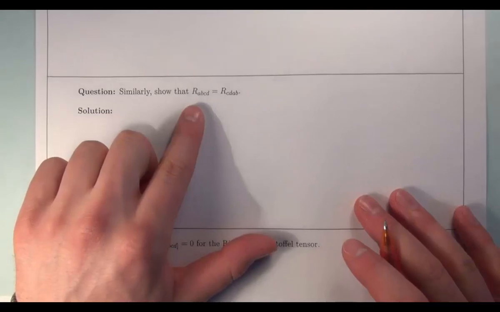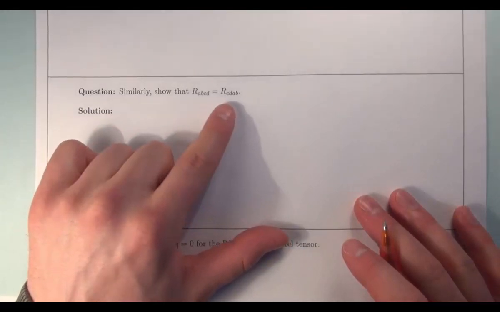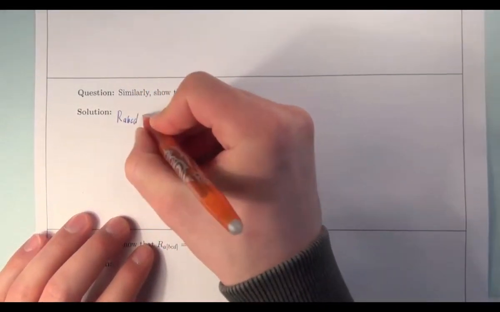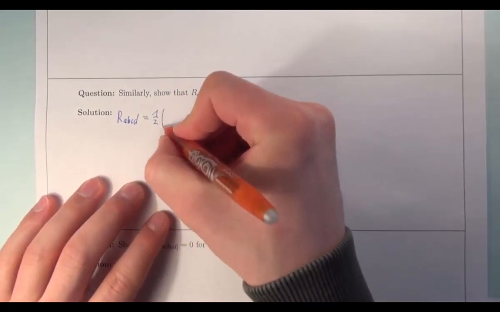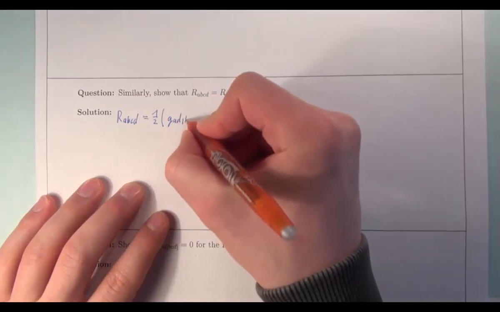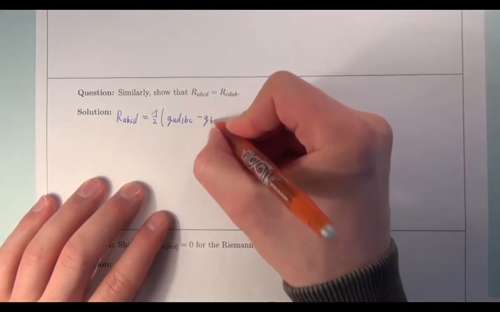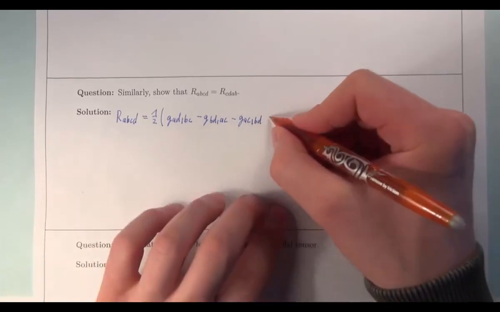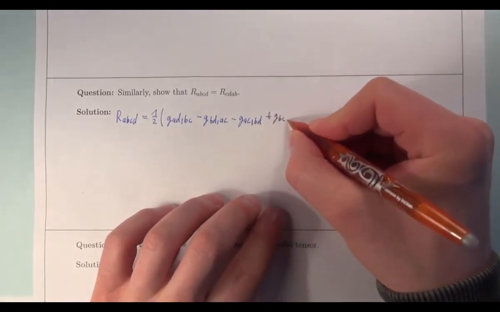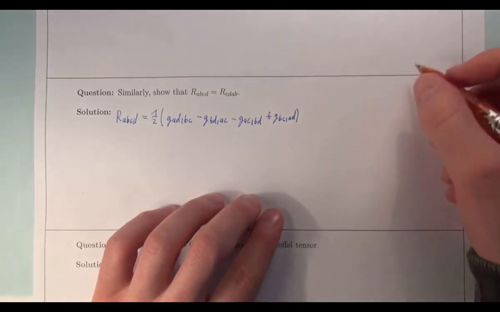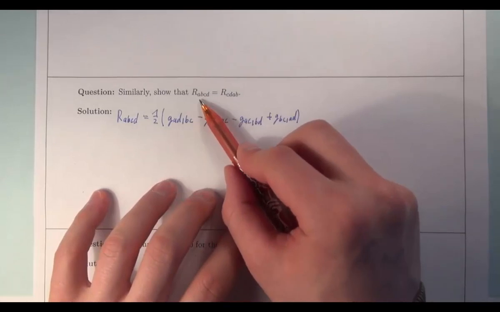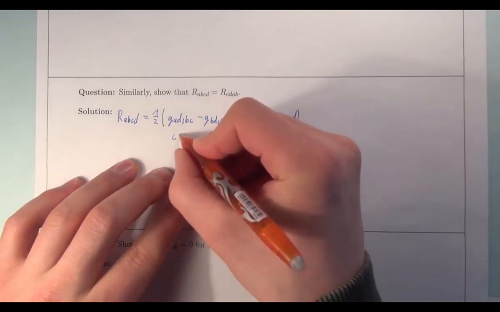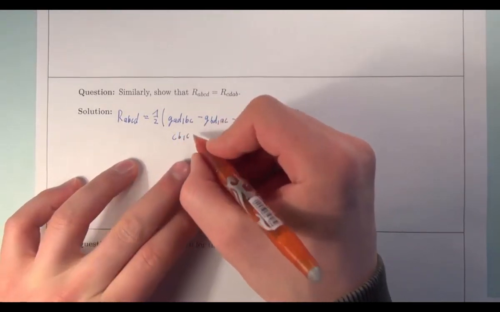We now show that R_ABCD is equal to R_CDAB. We write out again what we calculated two questions before. It's 1/2 G_AD,BC minus G_BD,AC minus G_AC,BD plus G_BC,AD. What we are looking for now is if we exchange AB with CD. Every A is getting a C, every B is getting a D, every C is getting an A.